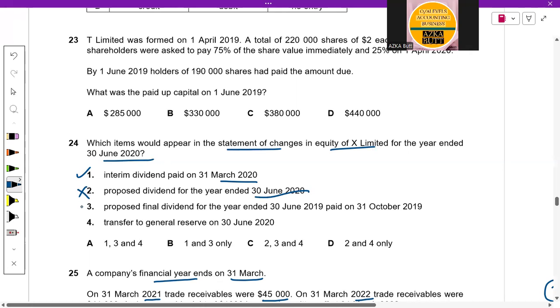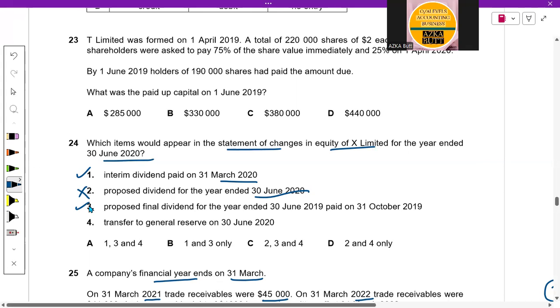Now let's see three. Three is that proposed final dividend for the year ended 30 June 2019 paid on 31st October 2019. So this dividend was postponed in the previous year but paid during the current year, which is October 2019. So it will appear in the statement of changes in equity for the year ended 30 June 2020. So it is also right.